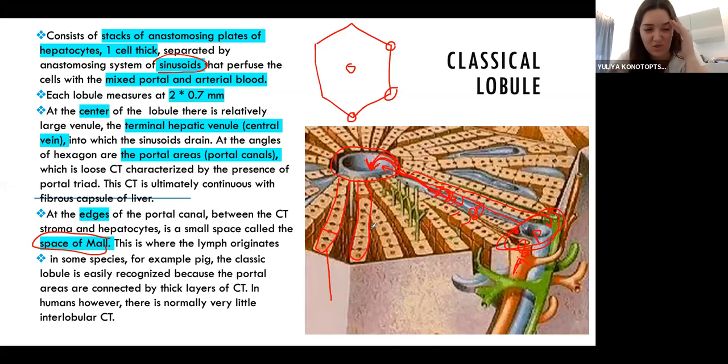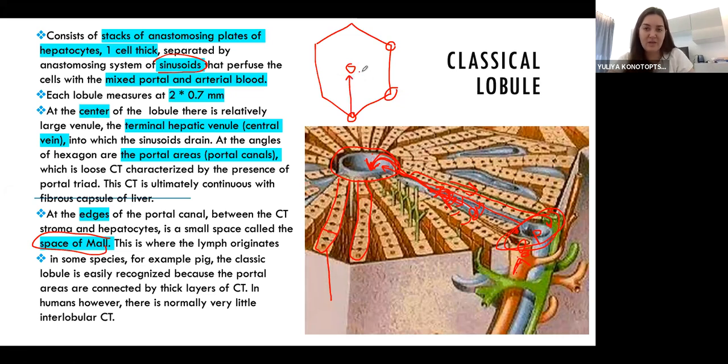There's this particular word they used in the self-control test. We will see it in the past paper. But basically the idea is that the blood flow and the bile flow are in opposite directions. The blood goes from the portal triad to the central vein. In other words, from the periphery to the center. The bile goes in the opposite direction.